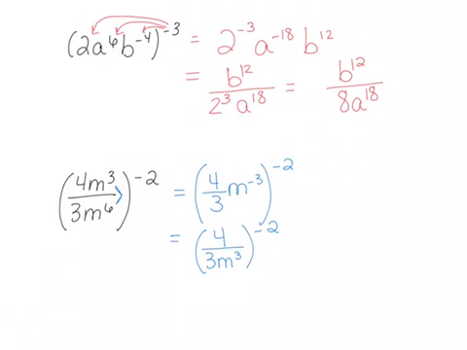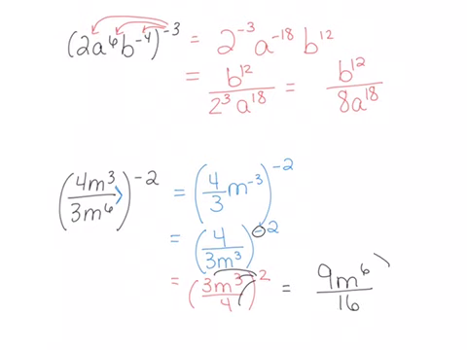Now the way that I can get rid of that negative on the outside is simply to flip the fraction. So I can rewrite this as 3m to the 3rd over 4, all to the 2nd power. And by flipping that fraction, it allows me to get rid of the negative here and just make it a positive 2. Now I just need to distribute that 2 to everything inside. So 3 squared is 9. Multiplying the exponents, I get m to the 6th. And then 4 squared is 16. So 9m to the 6th over 16.